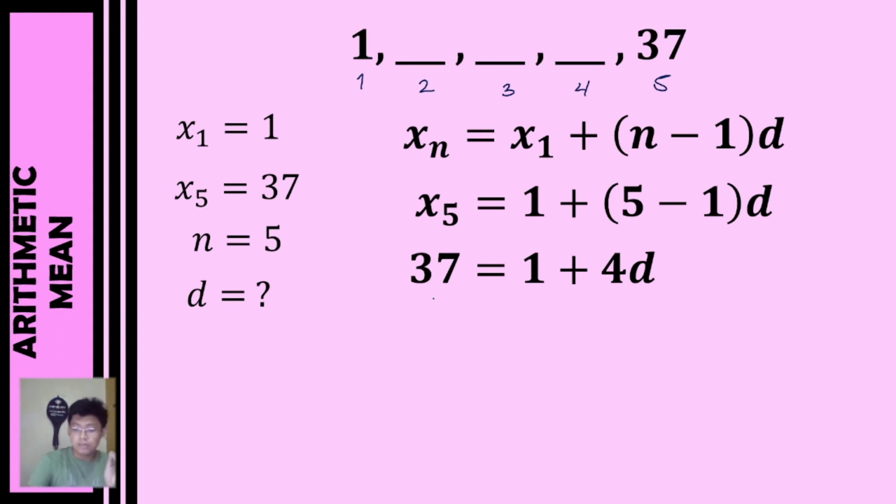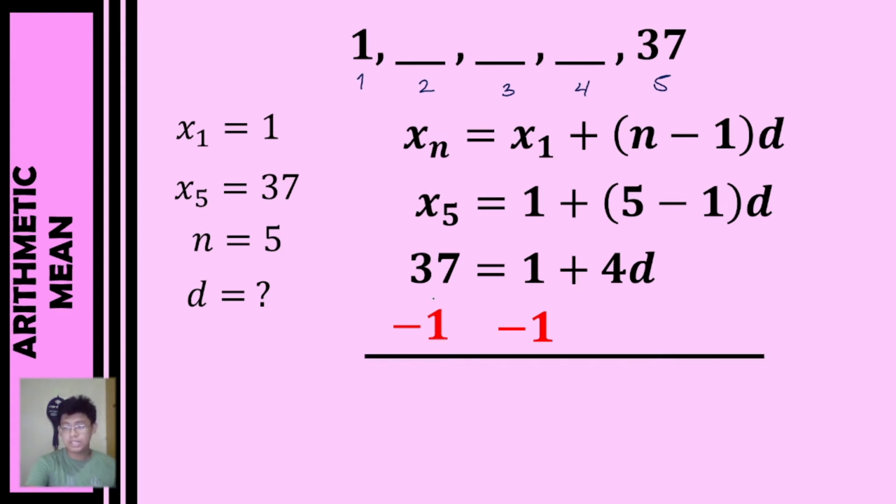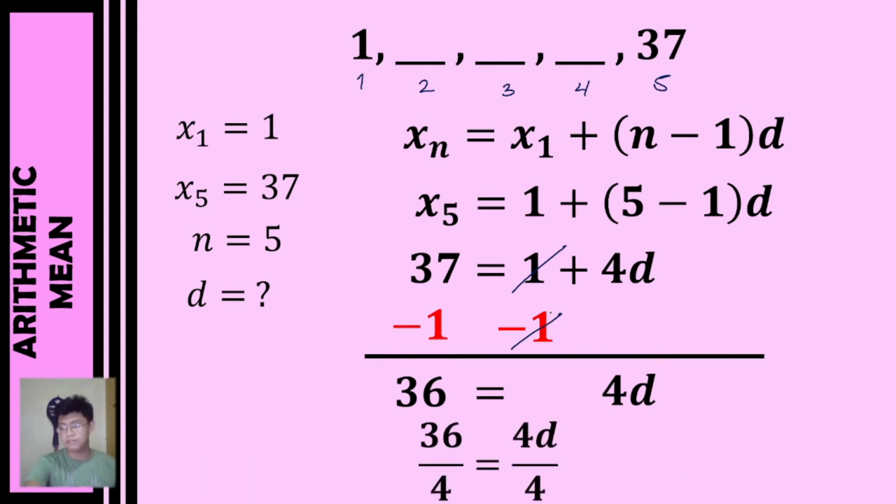So let's subtract both sides by 1 for us to isolate our variable term. Okay, so let's subtract both sides by 1. We will have 37 minus 1, that is 36, is equal to, we can just simply cancel 1. That will give us 0, and then bring down 4d. Okay, then let's divide both sides by 4. Dividing both sides by 4, d is equal to 9. Okay, so that will be our common difference.